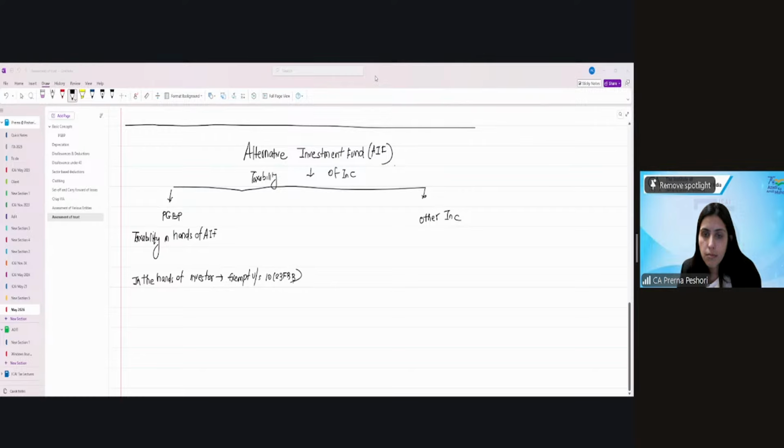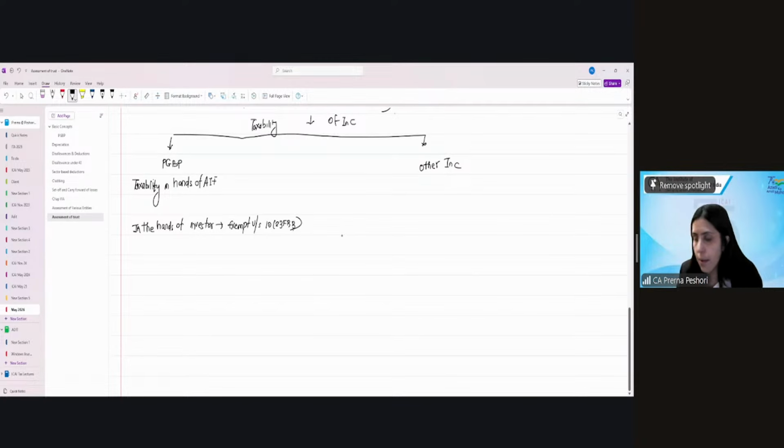Depends if it is a company or LLP. Yes, partnership. Correct. So if the AIF is incorporated as a company, AIF can be a company, it can be a trust, it can be a partnership also. So if it is in the nature of a company, what will be the tax rate? 30% or 25% or 22%.